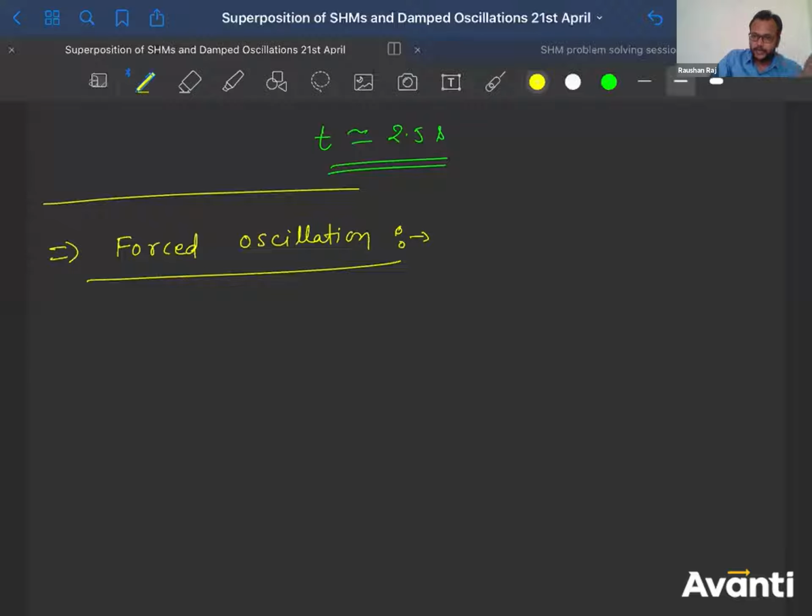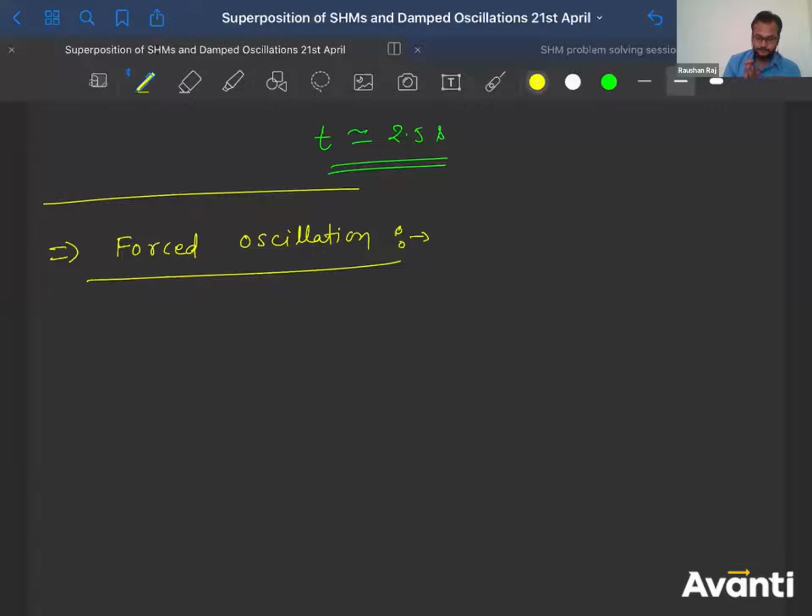Even if you are not considering the damped oscillation, if you are not giving that push, ultimately what will happen? That amplitude is going to become 0. But when you give a push, that is the extra force that you're giving. So when you give a push, instead of the amplitude decreasing, the amplitude actually increases.